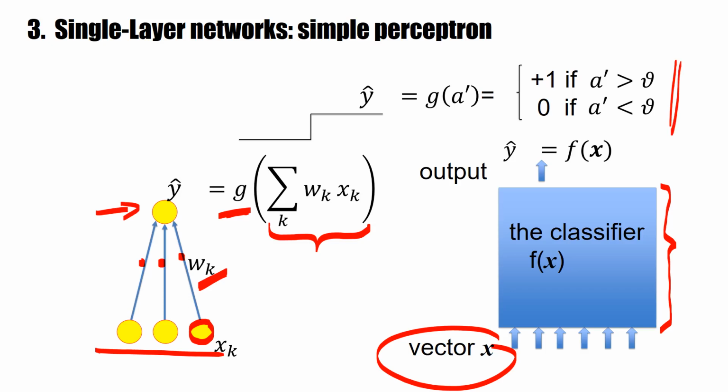So we have some parameter, a prime, and a prime is this value here. And then we say if a prime is larger than theta, then the output is 1. And if a prime is smaller than theta, then the output is 0.